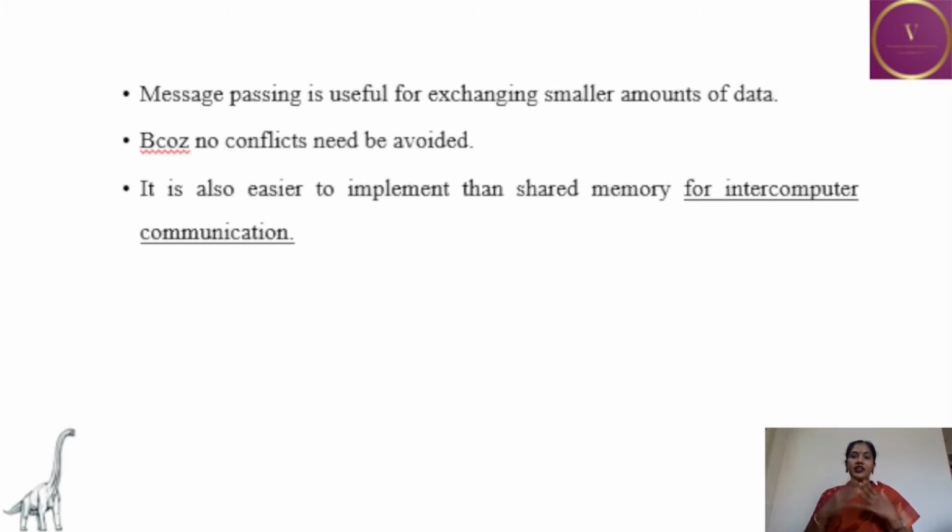The next is, let us see a few more points about message passing. Message passing is useful for exchanging a smaller amount of data. So this type of involving the kernel and sending the message to the other process, we can do when we are exchanging a smaller amount of data, because there is no need to avoid any conflict, and it is also easier to implement than shared memory for interprocess communication. Why? Because when you are exchanging only a smaller amount of data, it can be easily passed through the kernel, but when you are sharing a larger amount of data, the shared memory model is more convenient. Okay.